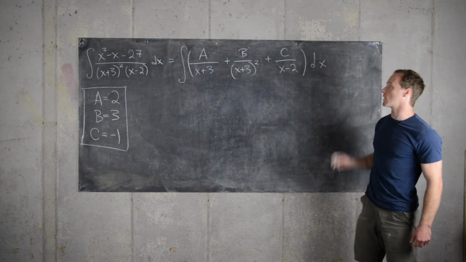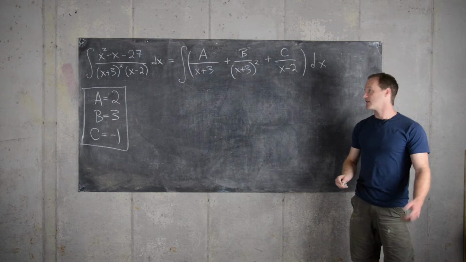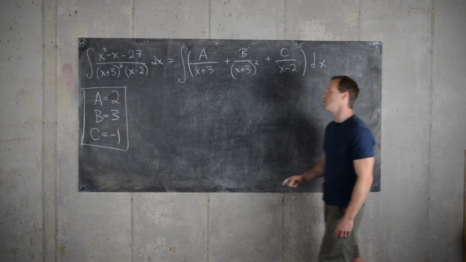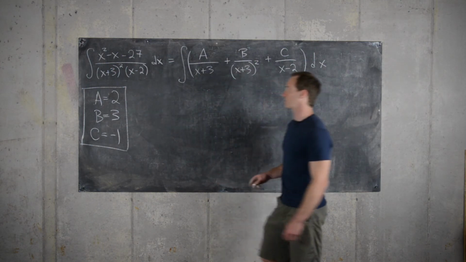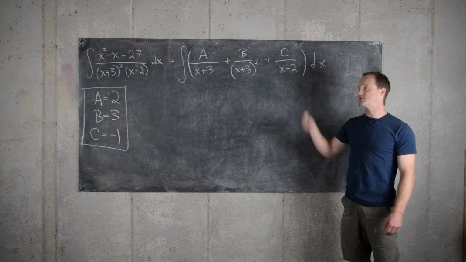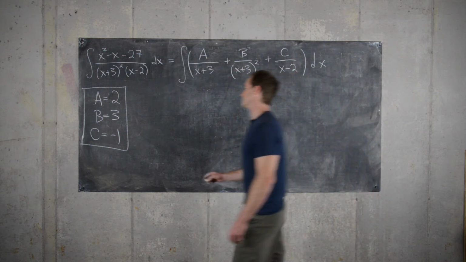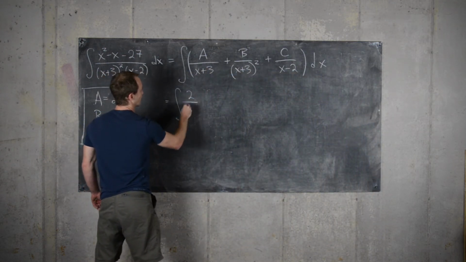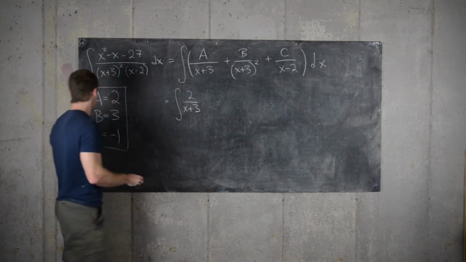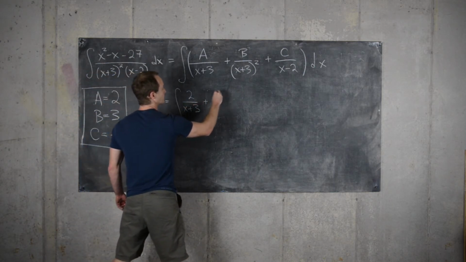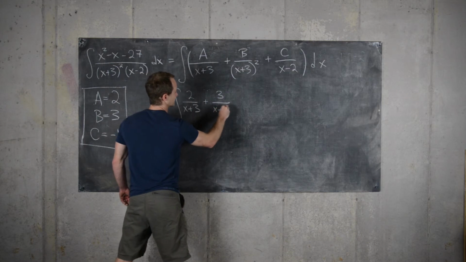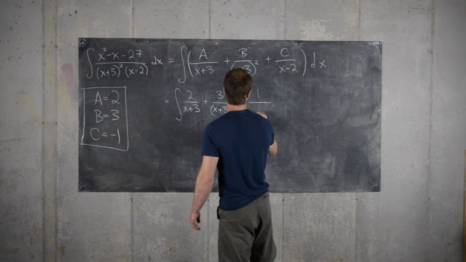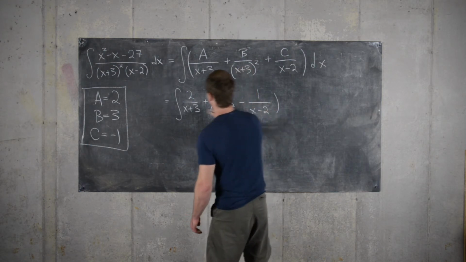So let's recall we started with this decomposition. That led us towards a system of equations for these unknown coefficients a, b, and c, which we earlier solved to get 2, 3, and -1. So now we can substitute those into this integral. So that gives us the integral of 2 over x plus 3, plus 3 over (x plus 3) squared, and then minus 1 over x minus 2.